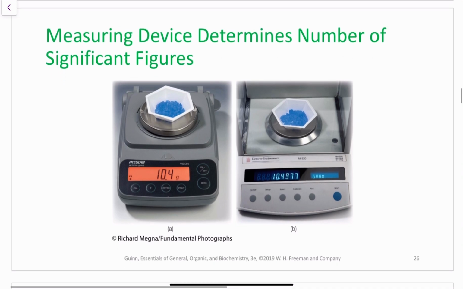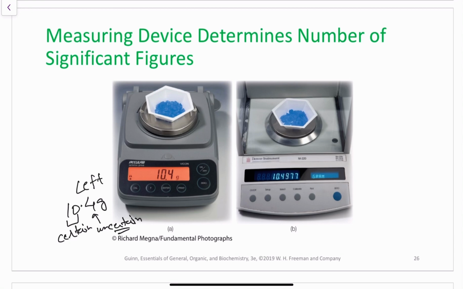So let's take an example. If we want to weigh something using two different balances, in this case we have some salt. On the left hand side we have one scale that is measuring some salt and giving you the number 10.4 grams. So to measure this mass, we can say for sure this salt mass is at least 10 grams, but this 4 is an uncertain number. We are not sure, it can be 10.4, it can be 10.5 depending on the instrument.